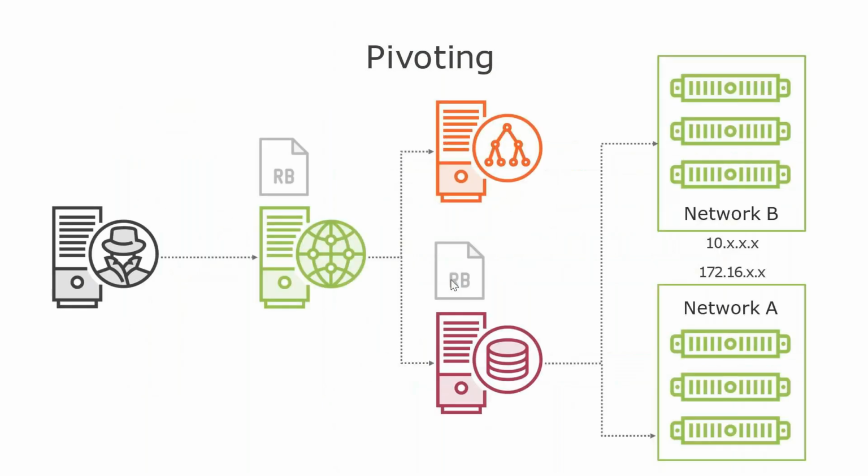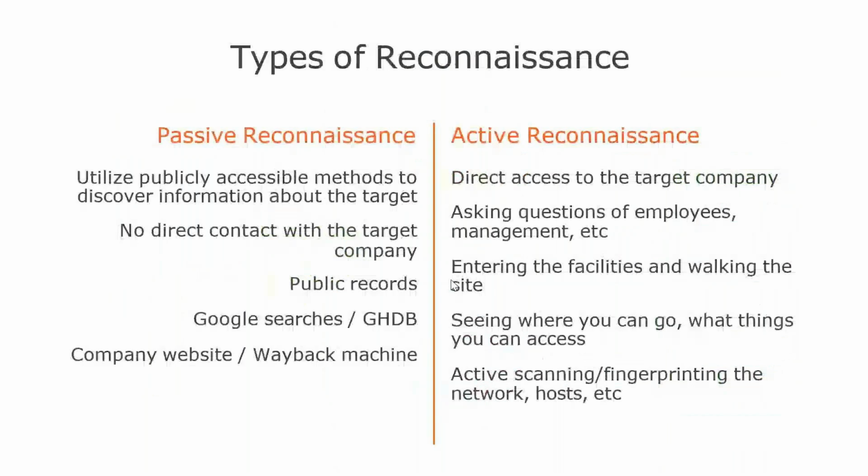This is the diagram for pivoting attack. Types of reconnaissance: passive reconnaissance and active reconnaissance. In passive, you utilize publicly accessible methods to discover information about the target, with no direct contact with the target company. Whereas in active, there is direct access to the target company.